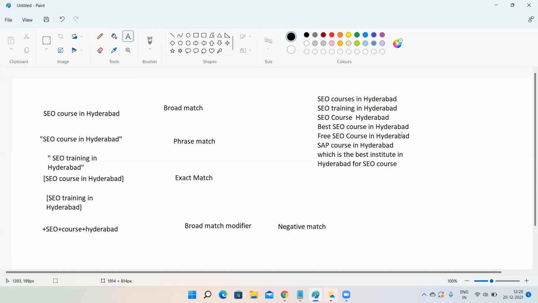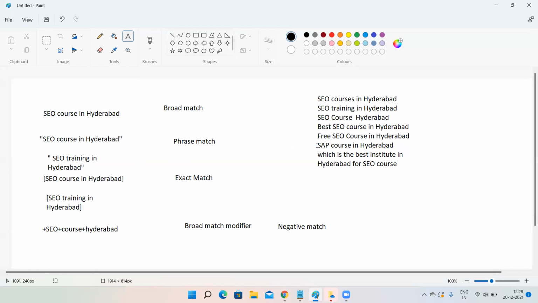So for best SEO course in Hyderabad also, if I choose a phrase match, then my advertisement is going to appear. But the problem is with the free SEO course in Hyderabad. For free SEO course also, my advertisement is going to appear. At that time, what I told you, go for negative match. For whichever the words you don't want your ad to appear, take those words and turn them into a negative keyword. That means even if you use phrase match and somebody is searching for free SEO course in Hyderabad, even then your advertisement is not going to appear.